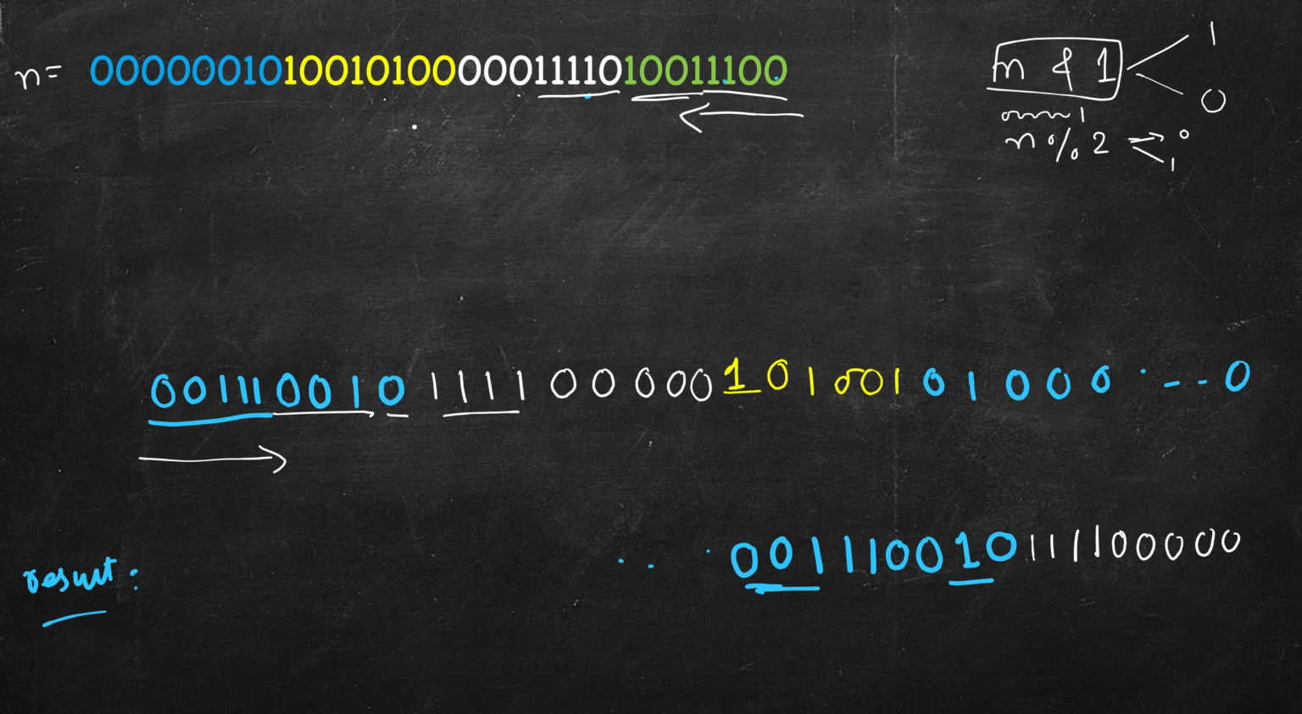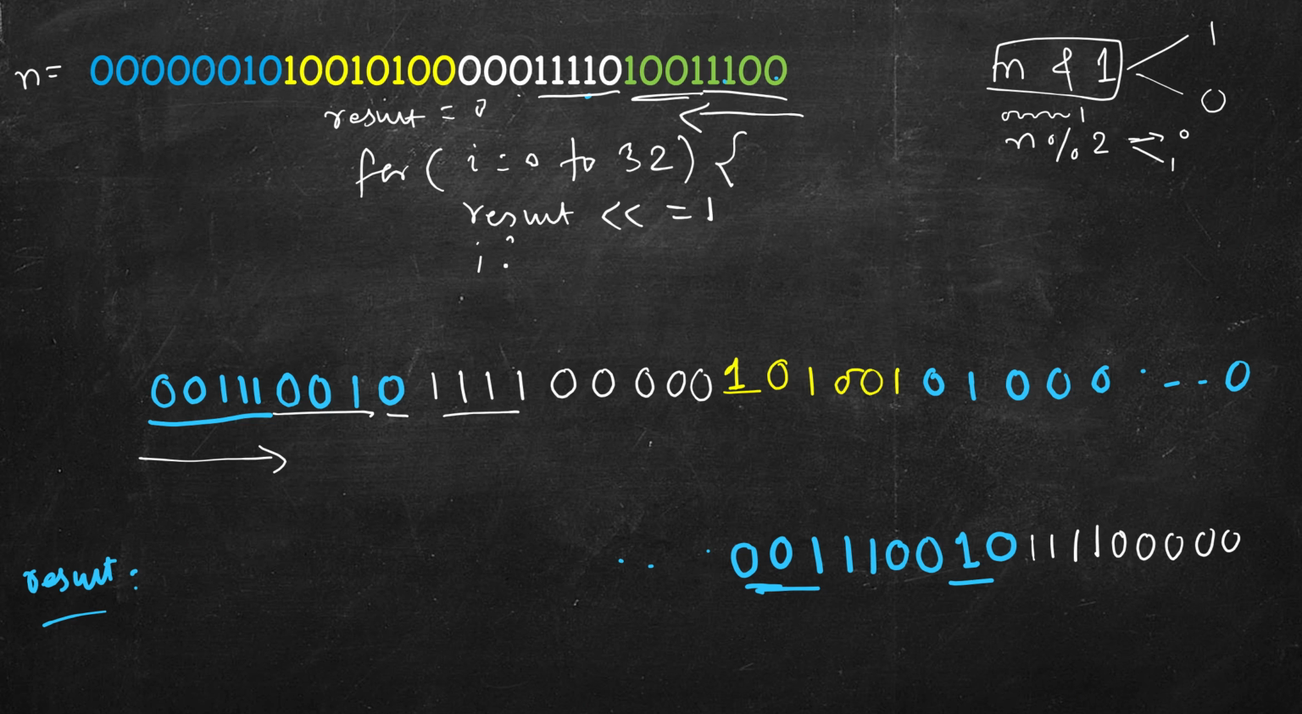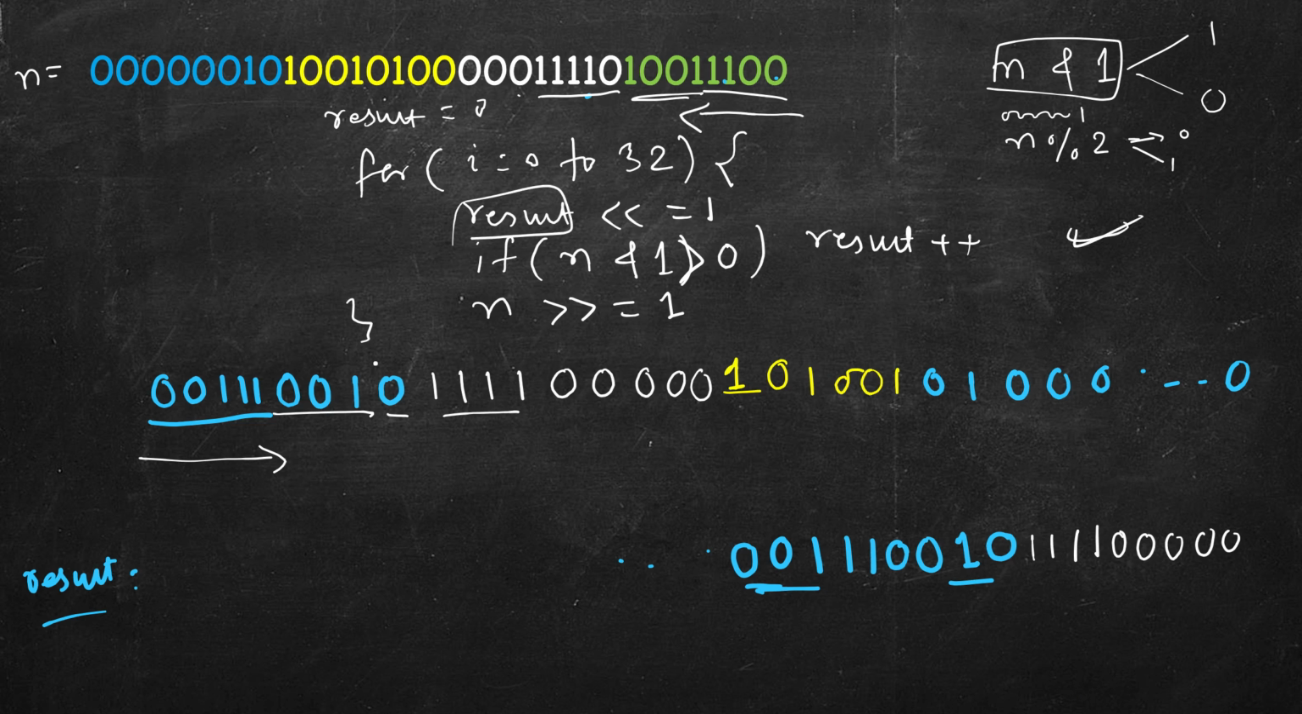We can run a loop, initialize result equal to 0, then run it 32 times. So i equal to 0 to 32. First left shift result, and then if n and 1 is more than 0, that is it's 1, then result plus plus, and also n right shift by 1, and finally return the result. So this will work. Now let's see another idea.